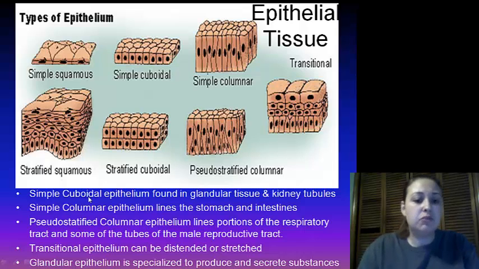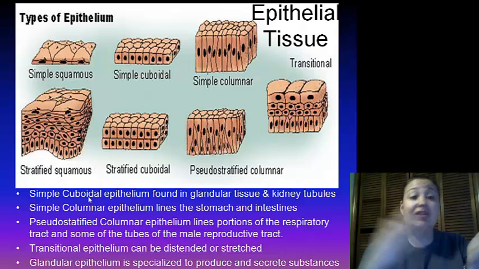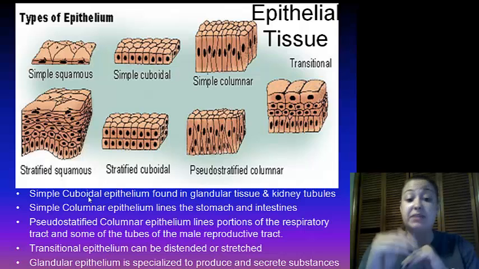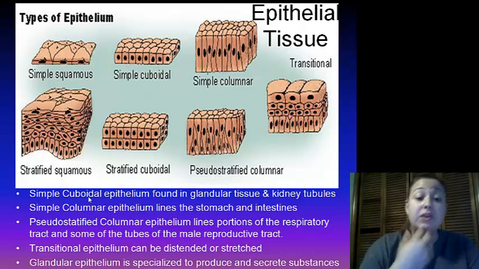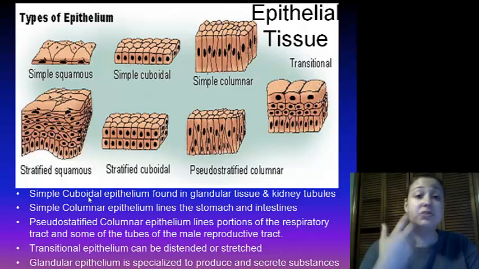Now, our simple cuboidal is found in our glandular tissue in our kidney tubes. We see simple columnar in our stomach lining and our intestinal lining. We see the pseudo-stratified columnar in portions of our respiratory tract and portions of the male reproductive tract. Transitional epithelium can be distended or stretched. We also see glandular epithelium as a specialized tissue that produces and secretes substances.